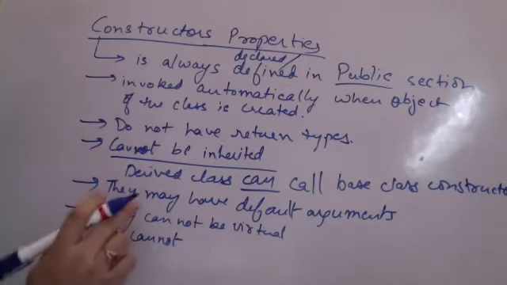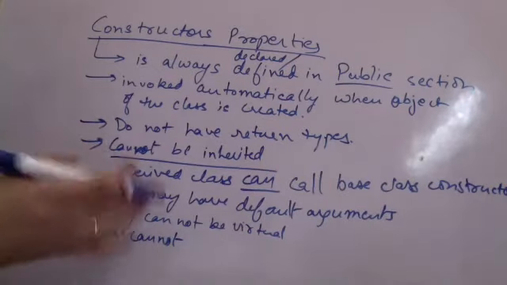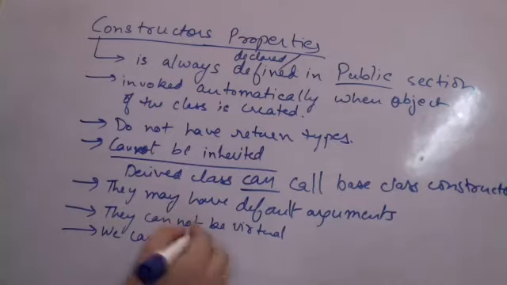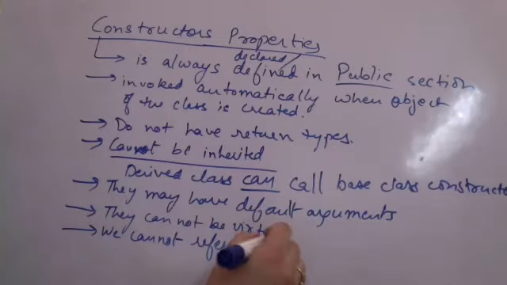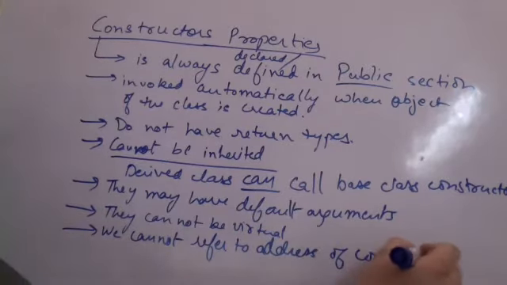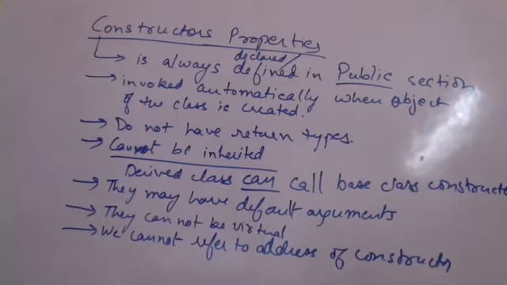We can point to the other functions of a class as a function pointer and pass them as an argument to some other function, but we cannot refer to the address of a constructor. It is not possible to refer to its address. So a function pointer of a constructor cannot be created. That is what I'm trying to say.